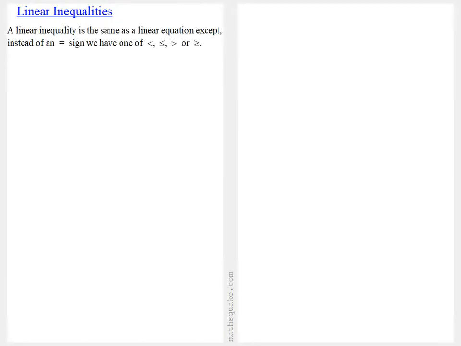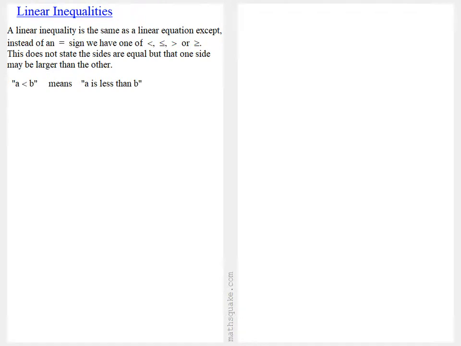A linear inequality is the same as a linear equation, except that instead of an equal sign, we have one of the following: a less than sign, less than or equal to, greater than, or greater than or equal to. Now these do not state that the sides are equal, but one side may be larger than the other.